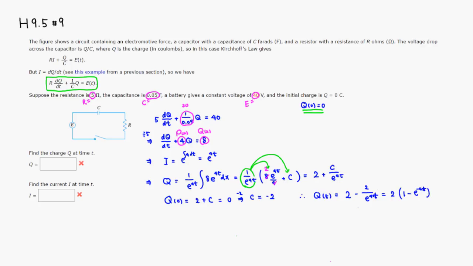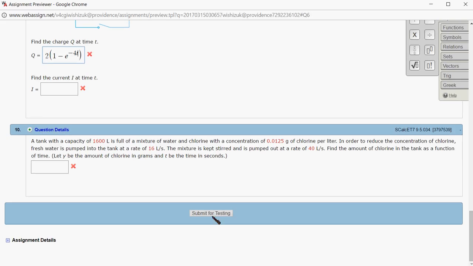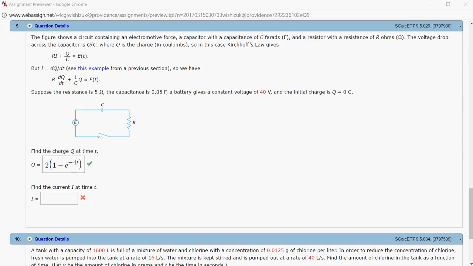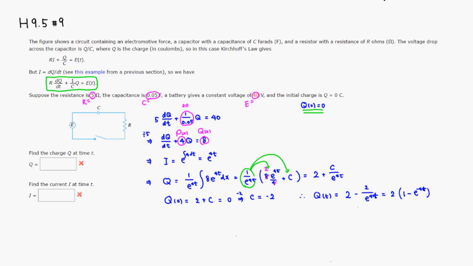But let's double check. Submit for testing. We got this one, Q, correctly. And the current I is just the derivative of the charge with respect to time. So all we have to do is take the derivative of this: it's 2, and the derivative of 1 is 0. The derivative of negative e to the negative 4t would be 4 e to the negative 4t, which means 8 e to the negative 4t.